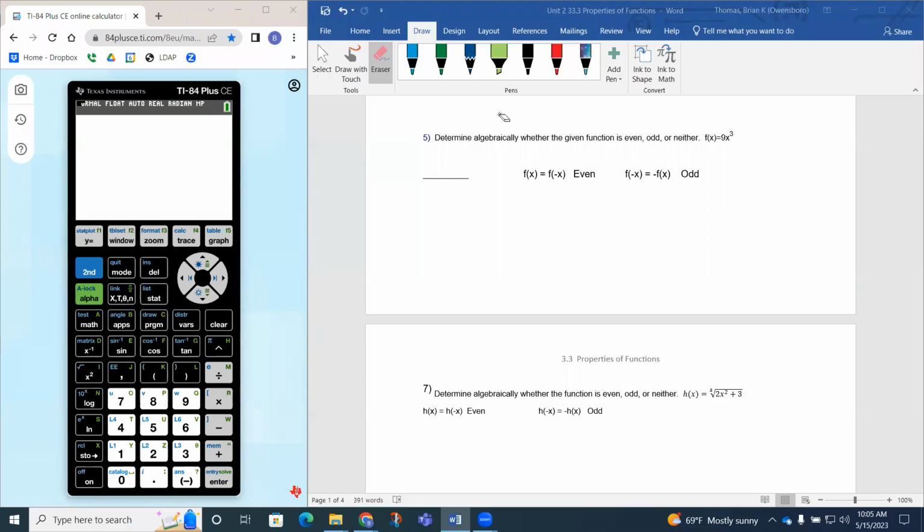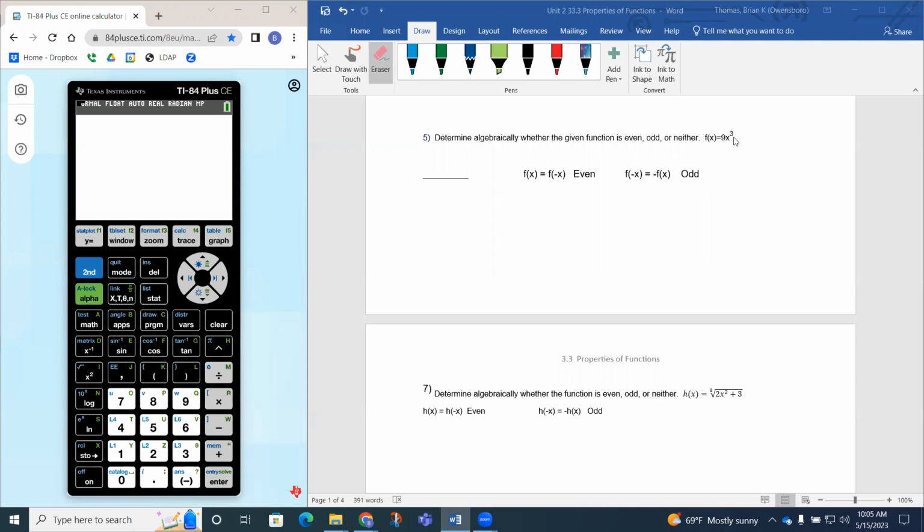So question 5 says, determine algebraically whether the given function is even, odd, or neither. So the function is 9x cubed. One of the things we can pick up on here is since the exponent is odd, this is going to be an odd function. So therefore we would say odd right off the bat.